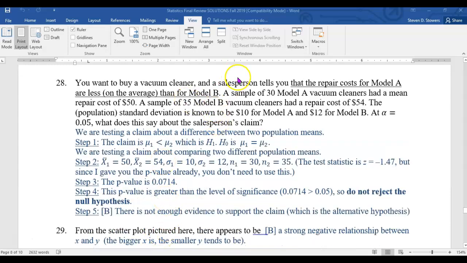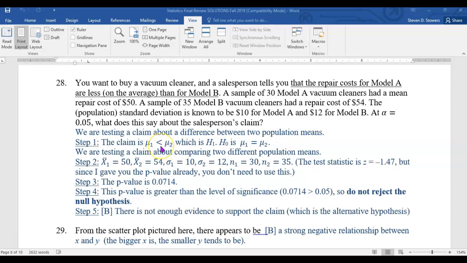Number 28. You want to buy a vacuum cleaner and a salesperson tells you that the repair costs for Model A are less on the average than for Model B. Notice what this claim is. It's a claim about two different averages, that one average is less than another one. Mu1 is less than mu2.